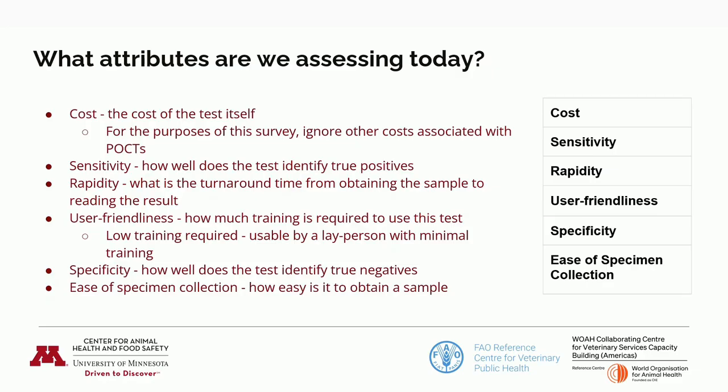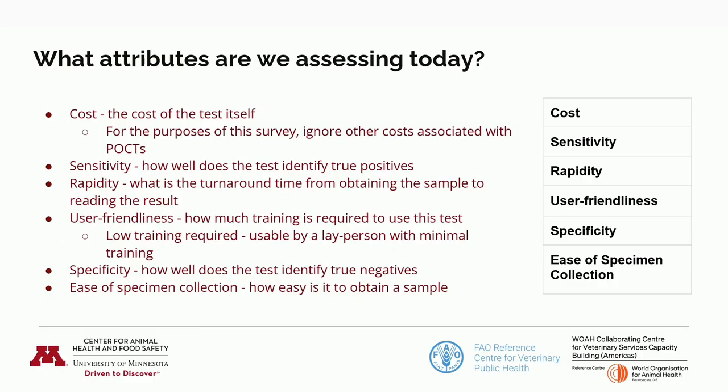Rapidity, what is the turnaround time from obtaining the sample to obtaining the result? User friendliness, again, this is how easy or how much training is required to use the test. When we say low training is required, we are implying that this is usable by a layperson with minimal training. Specificity, how well does this test identify true negatives? Again, as a reminder, low specificity increases your risk for false positives.